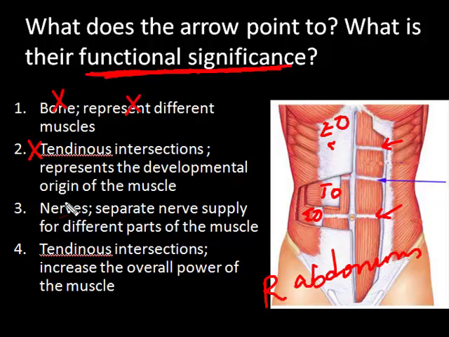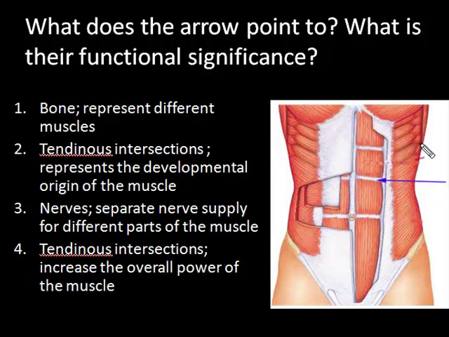Third, this obviously does not represent nerves, so this answer is wrong too. And let's look at the fourth choice, which says tendinous intersections, which is right, and increase the overall power of the muscle. This is also right. So this is the right answer, because how it increases the overall power of the muscle is that by virtue of being present here, it divides the entire muscle into several short segments. So each of these segments acts like a short muscle. So overall, the power of the muscle increases instead of being one long muscle. Remember, a long muscle has a greater range but less power, whereas a short muscle has more power. So therefore, this is the correct answer to this question.